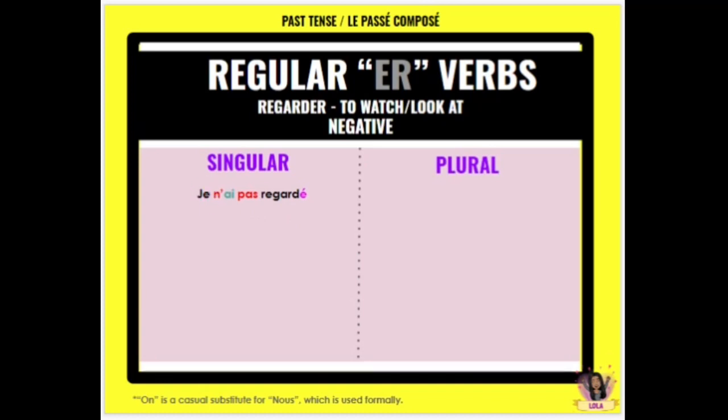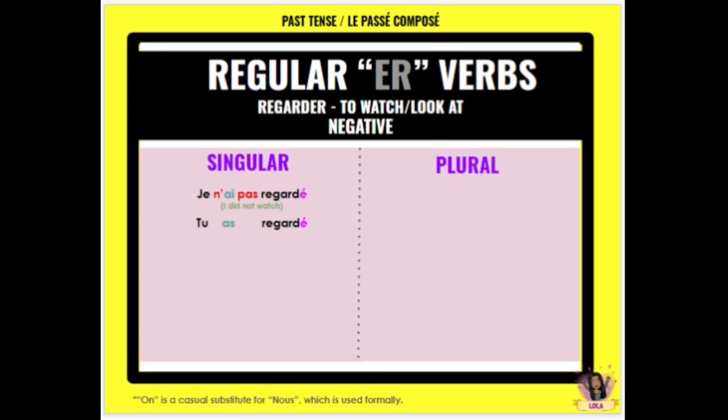Now notice the J apostrophe switched to JE. That's because we made this with an N apostrophe. Therefore, the JE doesn't work anymore. It just changes back to je. So the N apostrophe before the auxiliary and the pas after the auxiliary. And again, we still have our past participle, which has the E accent aigu. Je n'ai pas regardé.